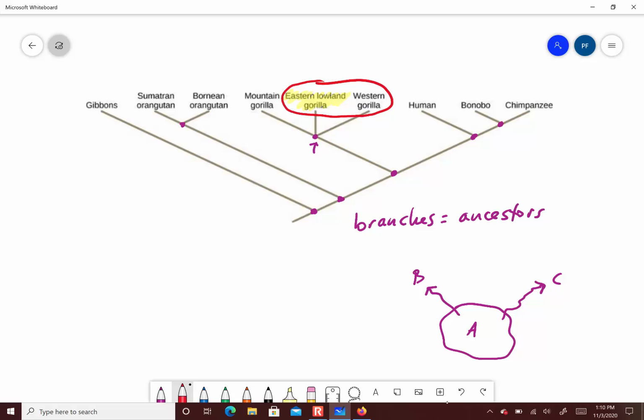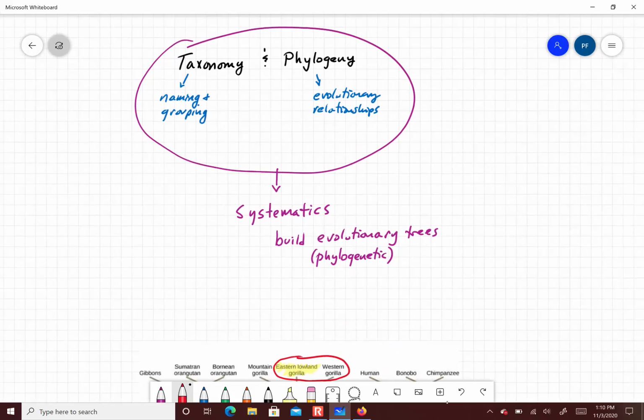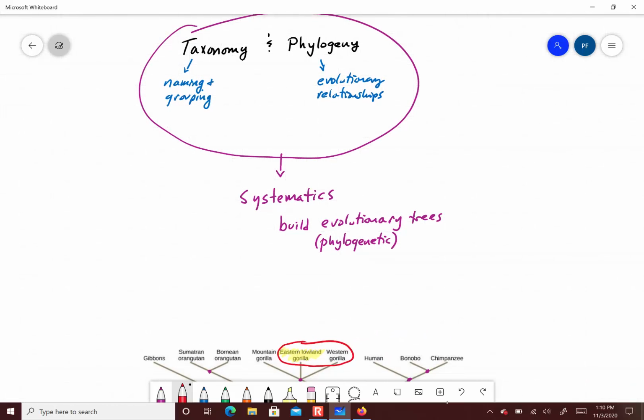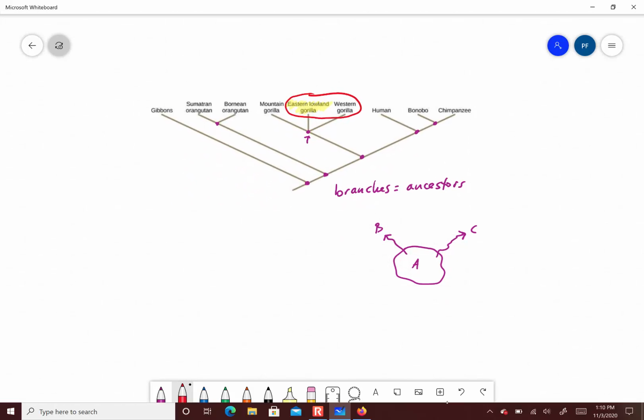Okay, so it gives us the ability to look at those evolutionary relationships in a figure, in a diagram, not just with a bunch of text. All right, so that's taxonomy. We've done taxonomy. Phylogeny is the relationship idea, and we put all that together in systematics, and it looks like these trees.